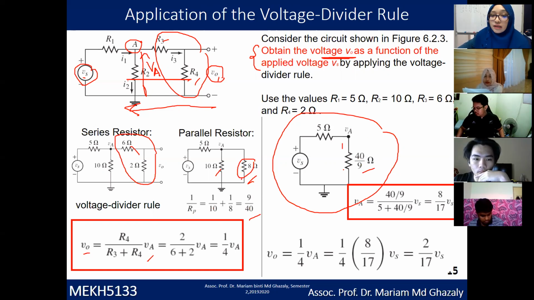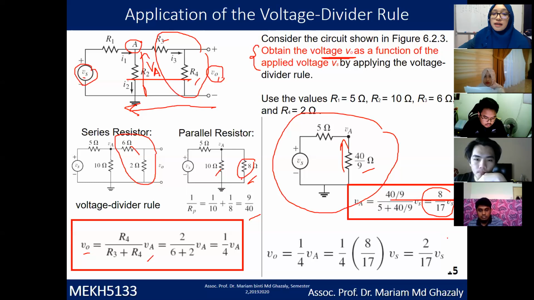So get the value for VA using the voltage divider rule. VA equals 40 over 9 over 5 plus 40 over 9, times Vs. So you get 8 over 17 Vs.